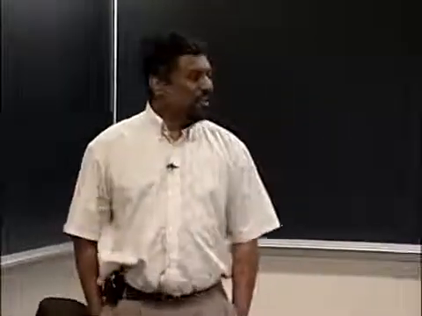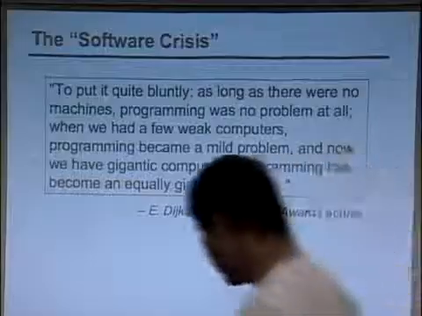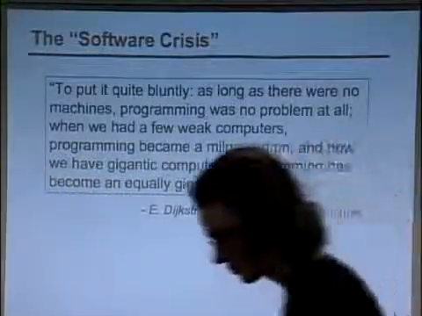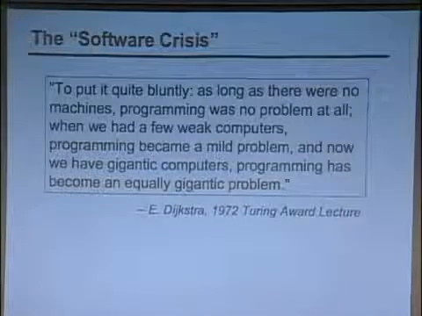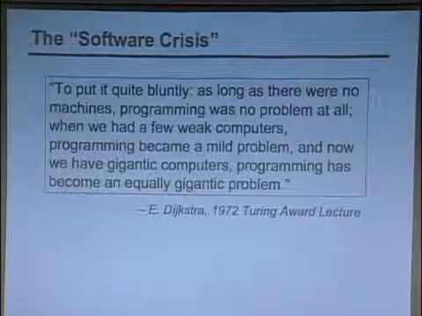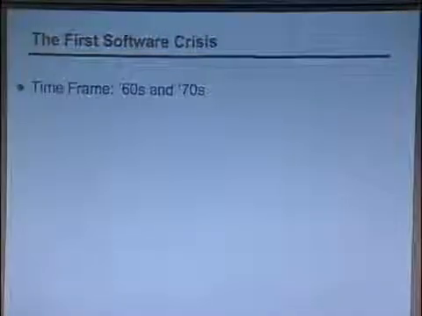And mainly the reason for doing this course is, I think we are about a software crisis. So there's an interesting quote I want to start with. This is somebody very famous in computer science who spoke during his Turing award lecture. His point was, when the computers were small, there was no problem. When computers got bigger, this pesky software started having problems. So the first software crisis, in fact, happened around the 60s and 70s.